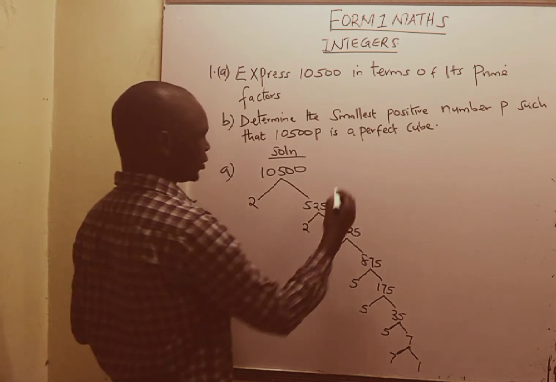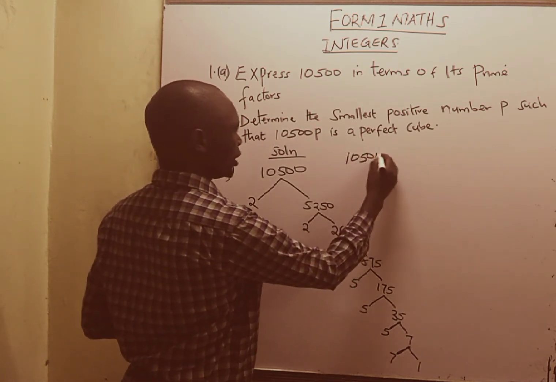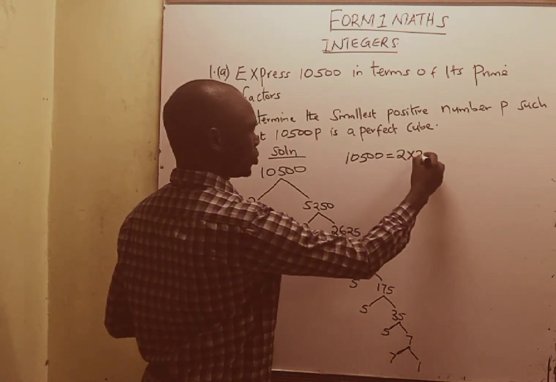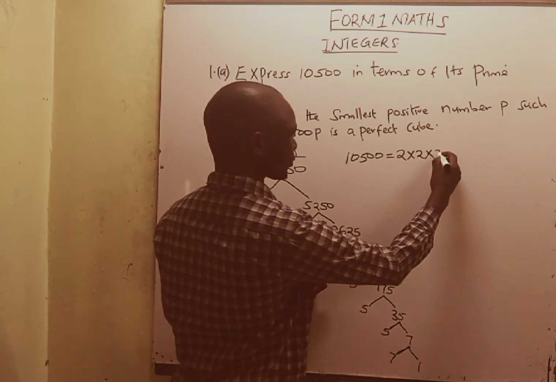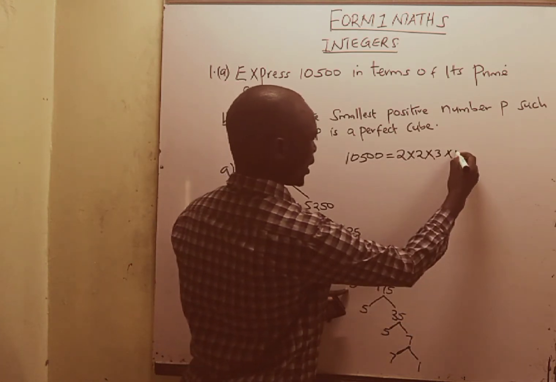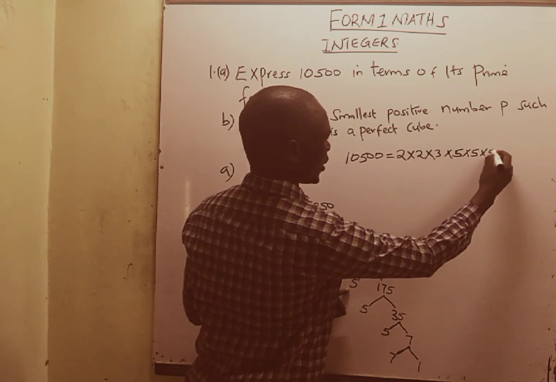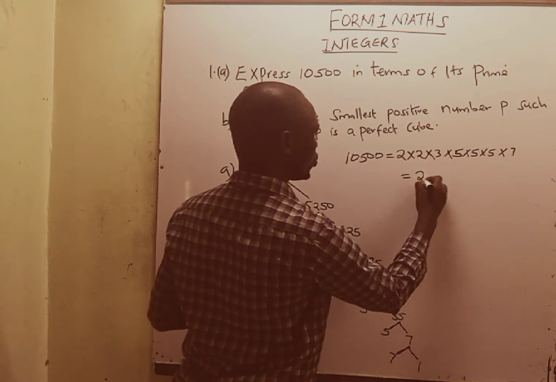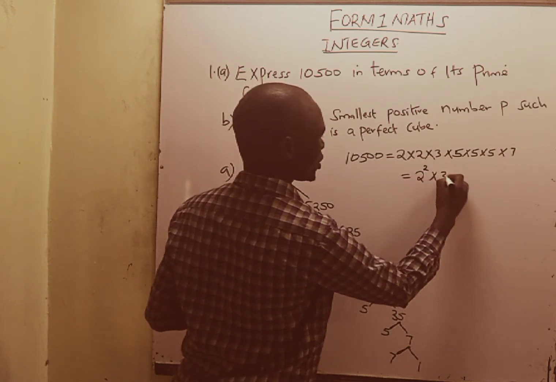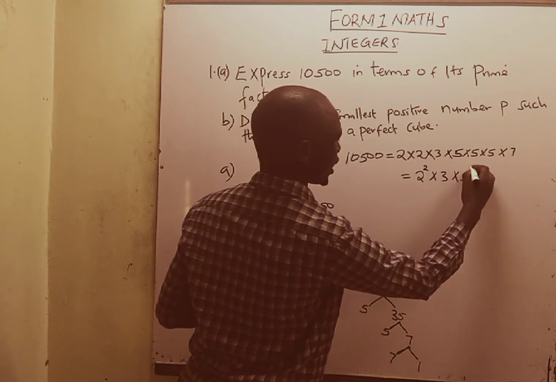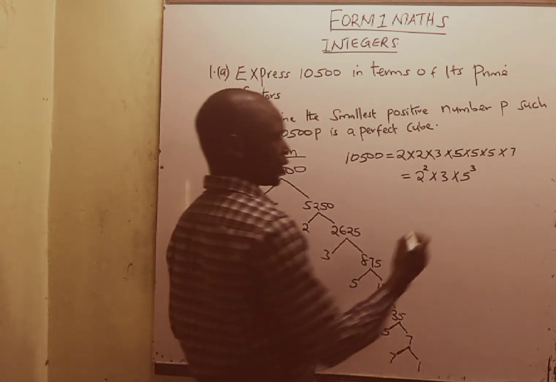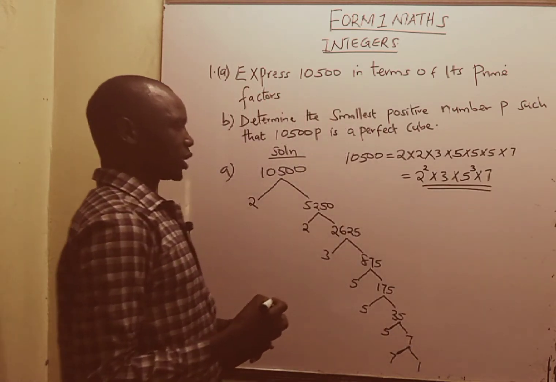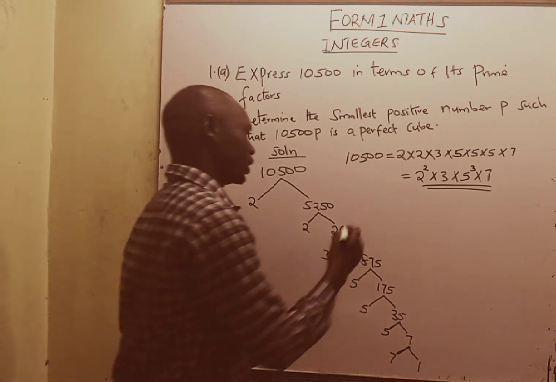In this case now, 10,500 in terms of its prime factors will be equal to 2 times 2 times 3 times 5 times 5 times 5 times 7, which can be written as 2 power 2 times 3 times 5 appears 3 times, so we write it as 5 power 3, then times 7. By so doing you would have worked out part A of that particular question.